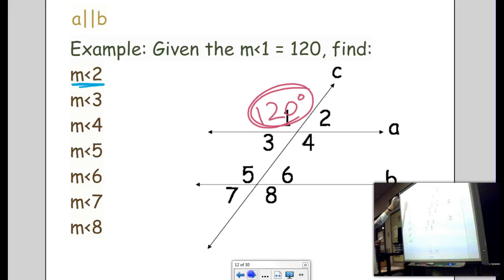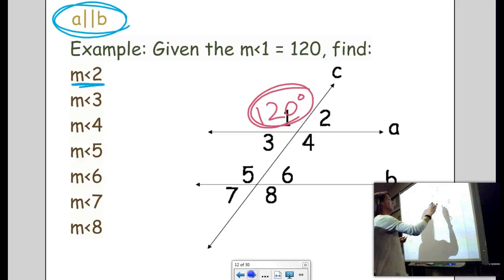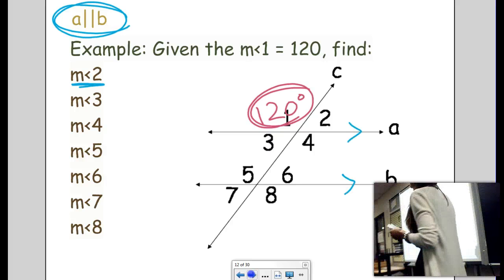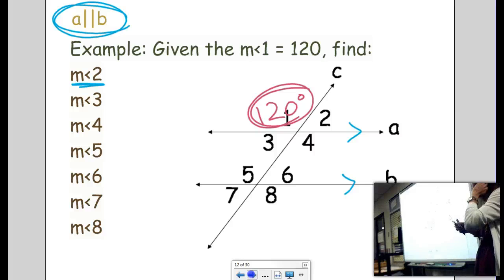Look right up here, Richie. I did cover myself. Yeah, I made sure to put that, or else we'd be in trouble. We would be in trouble if I didn't say A was parallel to B. Thank you for catching that. Good thing I had that on that slide.